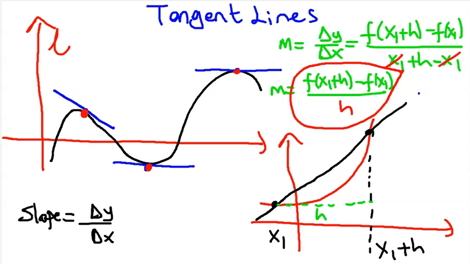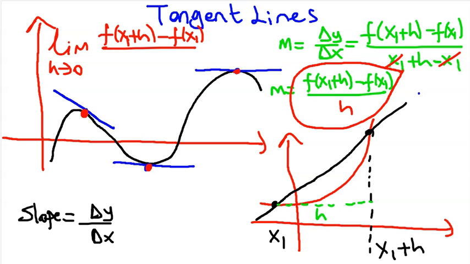So the limit as h approaches 0 of f of x1 plus h minus f of x1 over h is going to give us the slope of the tangent line. Okay, it's going to give us the slope of the tangent line. So we want the distance between these two points to be infinitely small, so that we can get the slope of the tangent line. Once you take the limit of this slope expression as h approaches 0, we're going to get the slope of the tangent line.